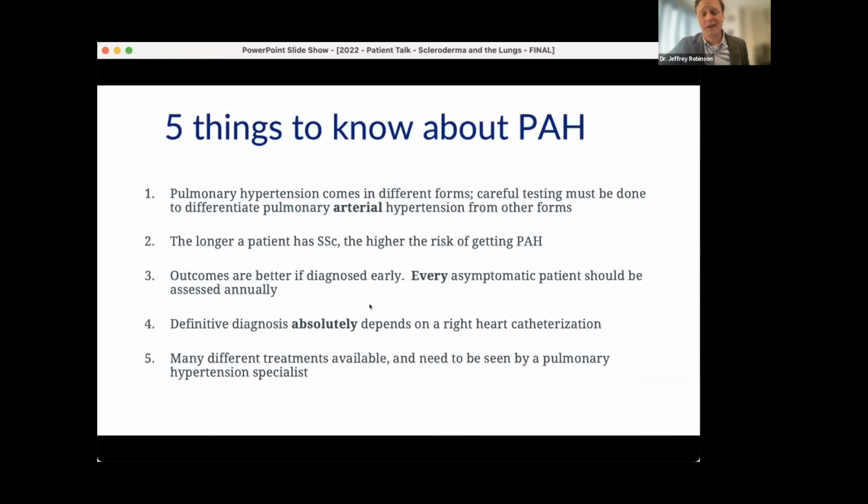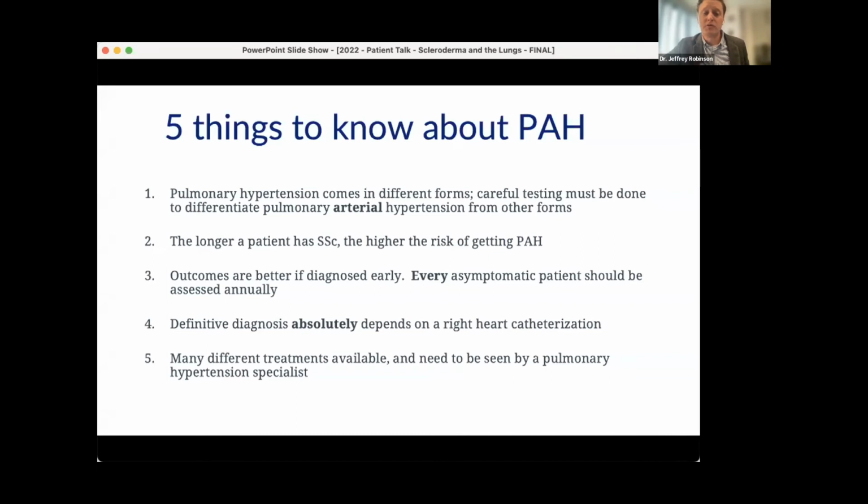To diagnose it, we can't just use the echo, unfortunately. We have to use that right heart catheterization. It's really, really crucial to make sure that you're safe to start on those medications. And finally, there are many different treatments available. It's a new world treating this.